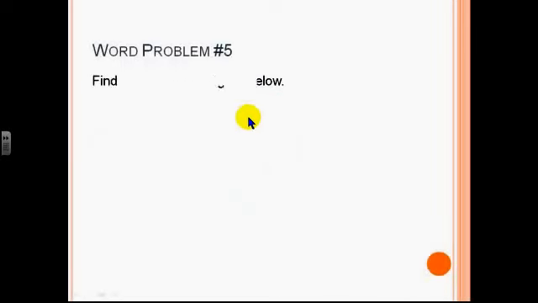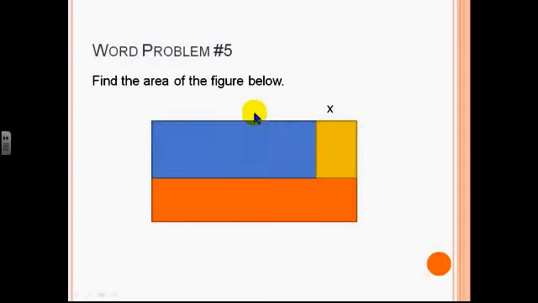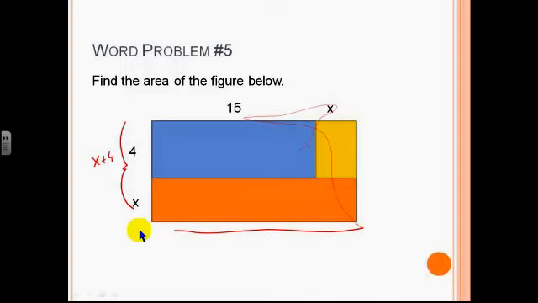Okay, word problem 5. Find the area of the figure below. Now this one is very visual, so we're using our geometry skills. Same thing though. If this is 4, and this is x, then this whole side becomes 4 plus x, or I'm going to write it x plus 4. And up here we're given that this side is 15 and this is x. So this whole thing is 15 plus x, or x plus 15.